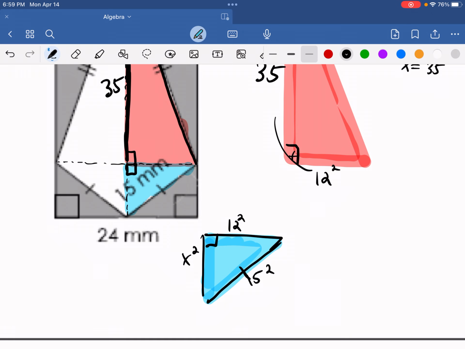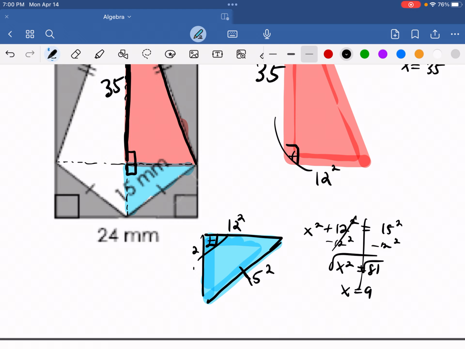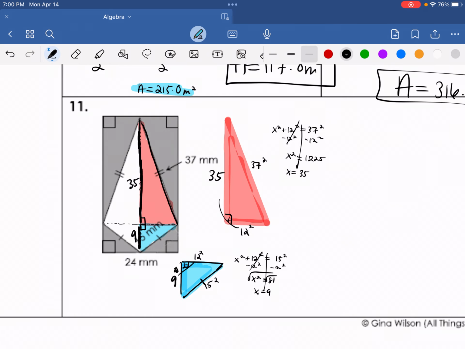So again, Pythagorean theorem. Add these two, x squared plus 12 squared equals 15 squared. Okay, subtract 12 squared. So plug it into your calculator. 15 squared minus 12 squared. And we get 81, square root, and we get x equals 9. So now we know that this side is 9. So it means right here is 9. So if you want to know how long it is from top to bottom, you would add 35 and 9. 35 plus 9 is 44. So it means from the top all the way down to the bottom is 44.